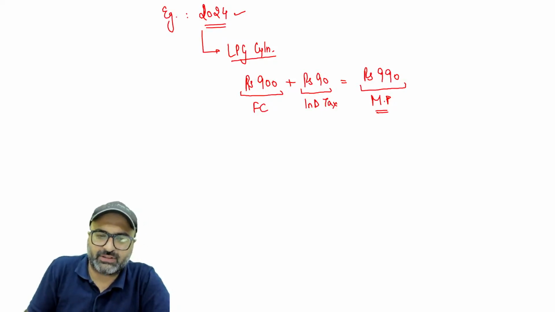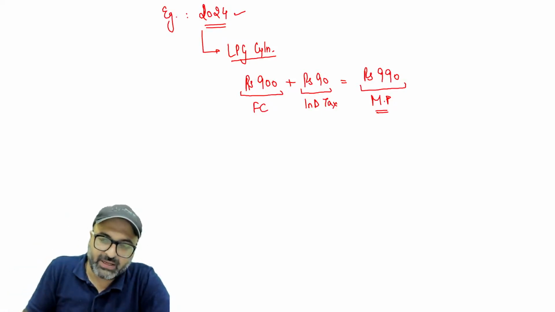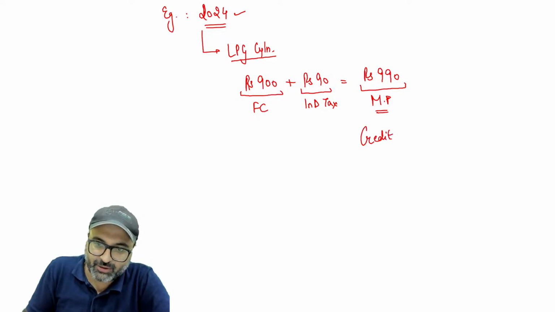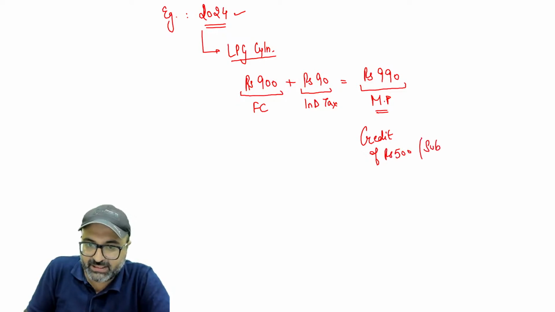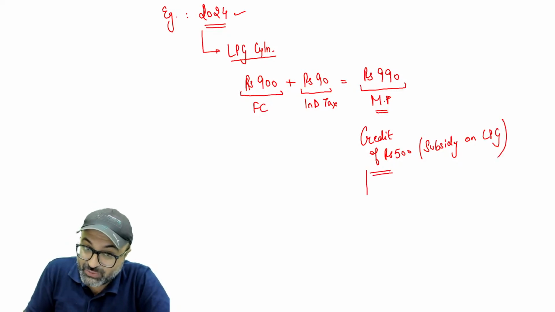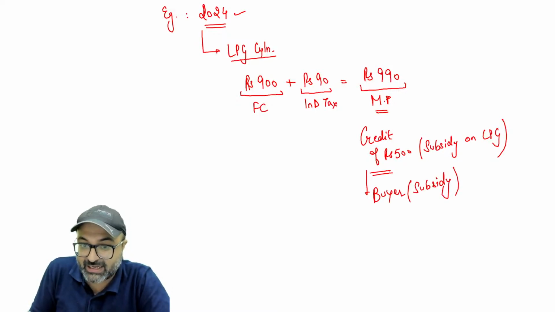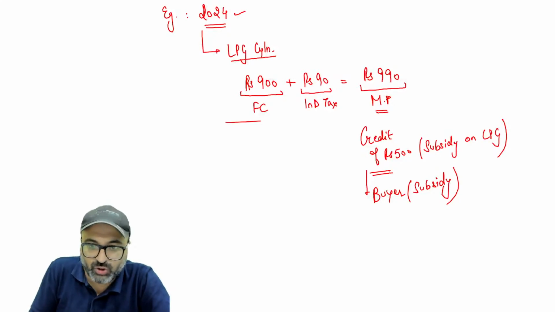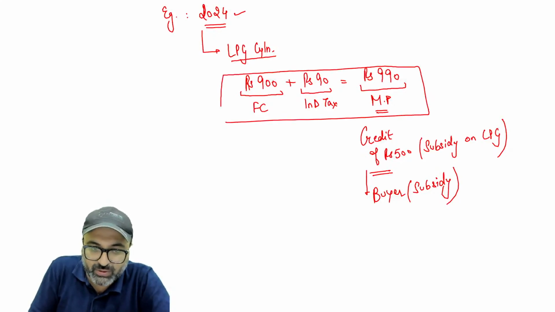The moment I purchased the cylinder and I updated the purchase as per my account details, after a day I receive a credit of 500 stating subsidy on LPG. Now this subsidy is given directly to the buyer, and if subsidy is given directly to the buyer, it won't be included in this formula.